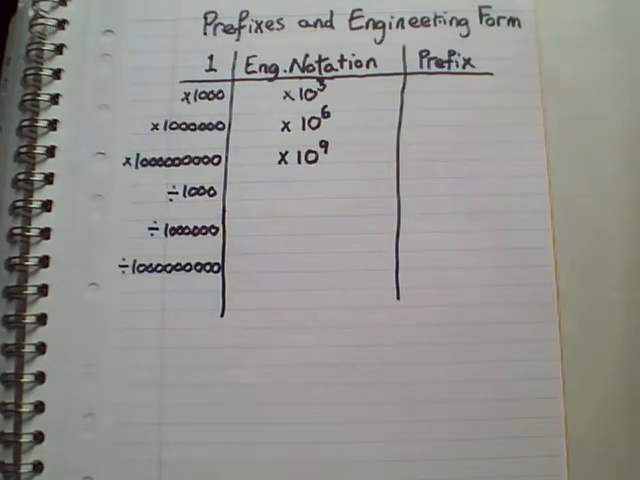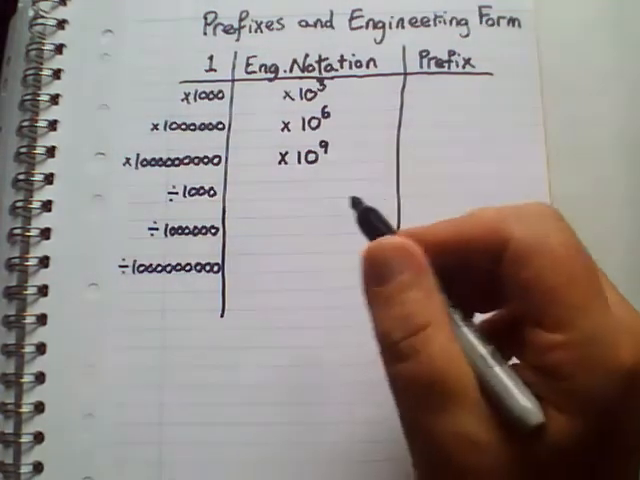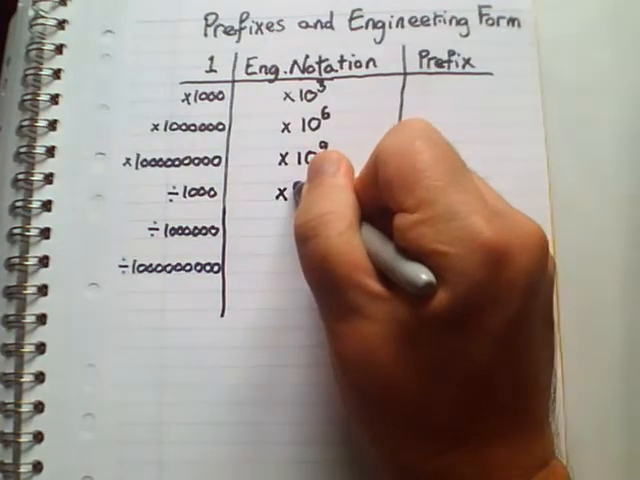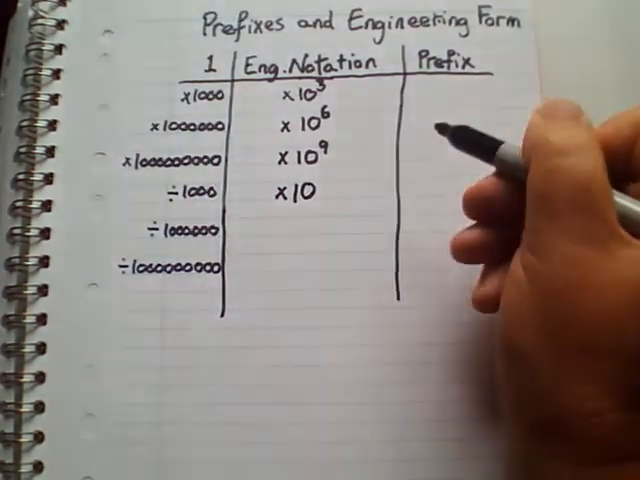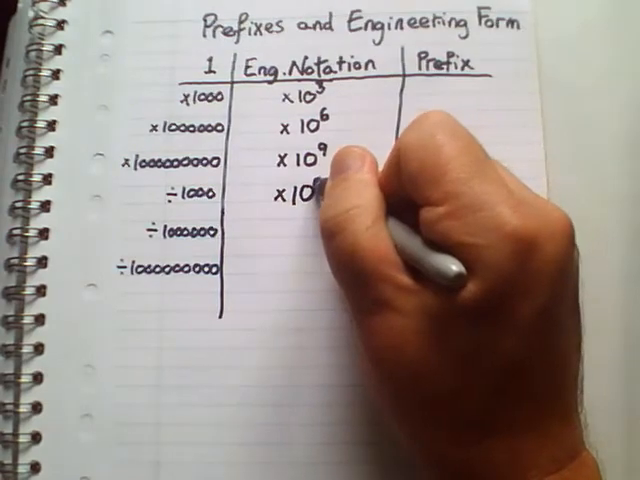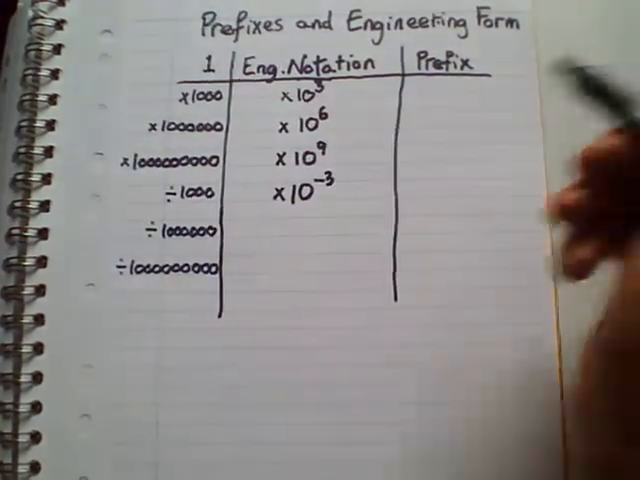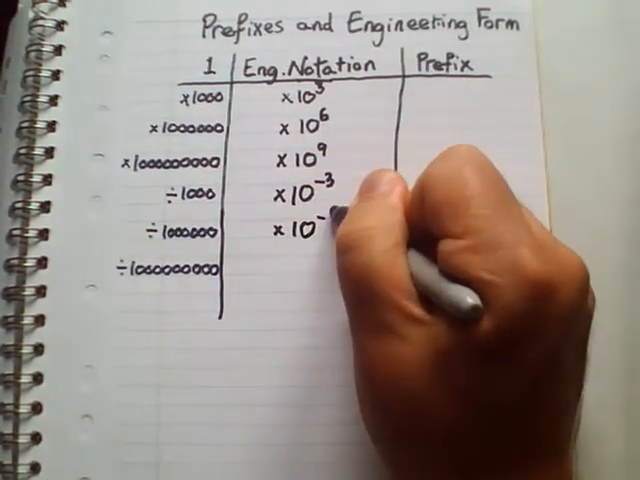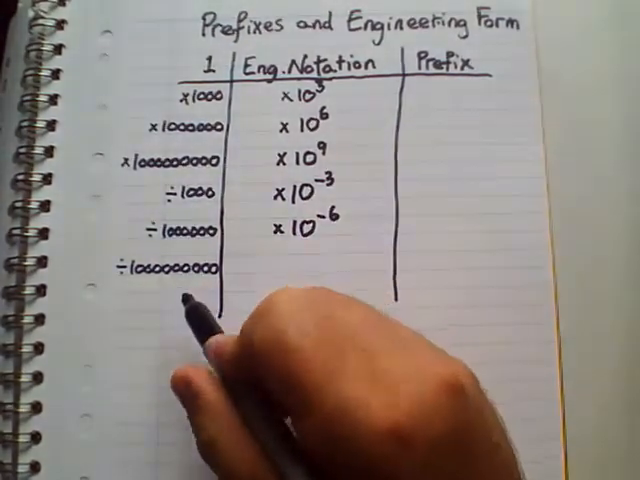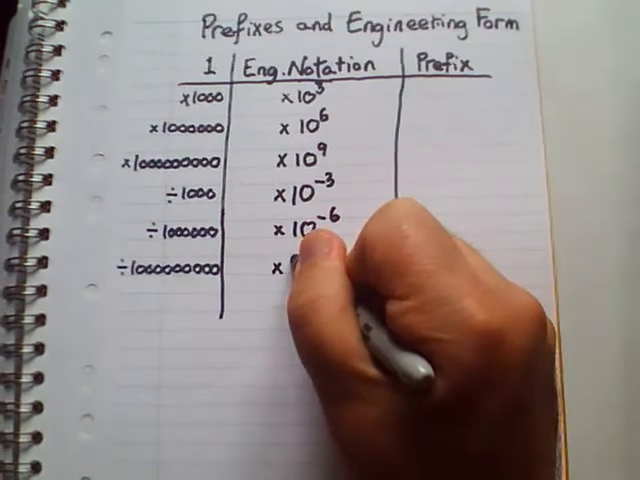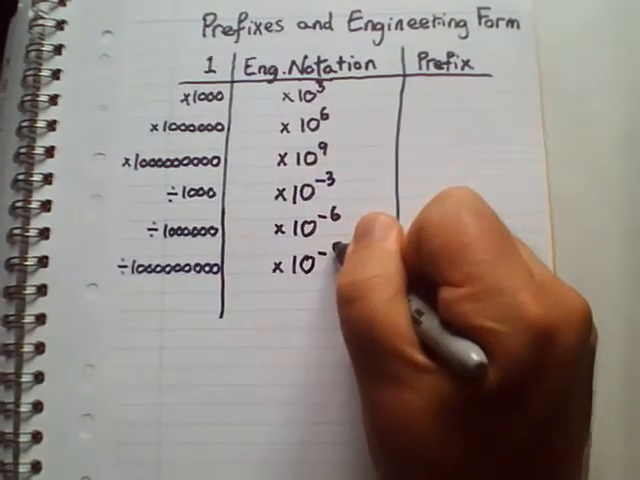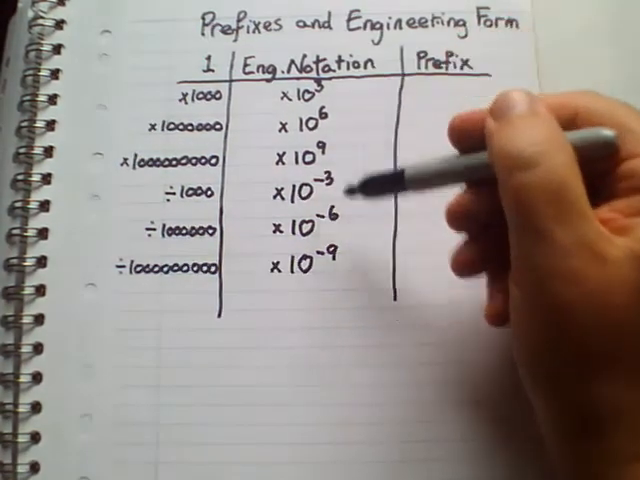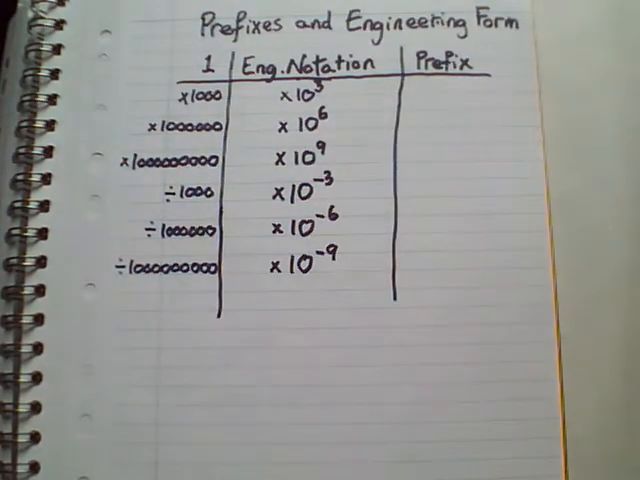If we were dividing though, so 1 divided by 1000, we still represent it with times, but this time the indices will be negative, so it would be times 10 to the minus 3. For a million, it will be times 10 to the minus 6, and for a billion, times 10 to the minus 9. Okay, now you might wonder why the 3, 6, 9, and that's because of the prefixes that we use.